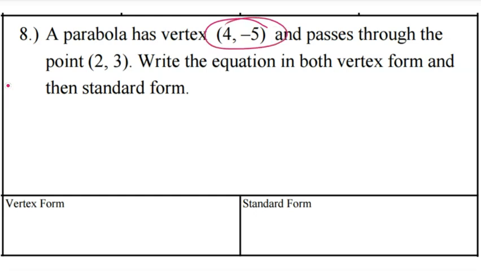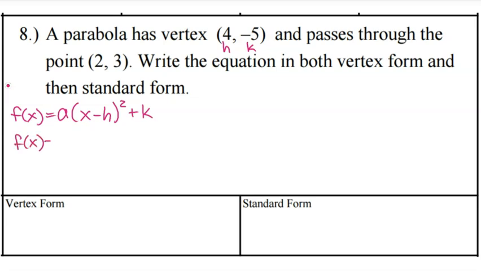We know that we have a vertex of (4, negative 5), and therefore we know that the function f of x is going to be equal to, and the vertex form is a times x minus h squared plus k. Now in this case, h is 4, k is negative 5. So we're going to rewrite this as f of x is equal to a times x minus 4, because h is 4, squared, and then plus k. Well, k is a negative number, negative 5. So we're going to put minus 5, okay?